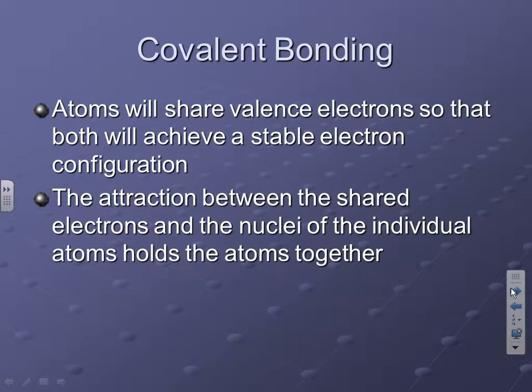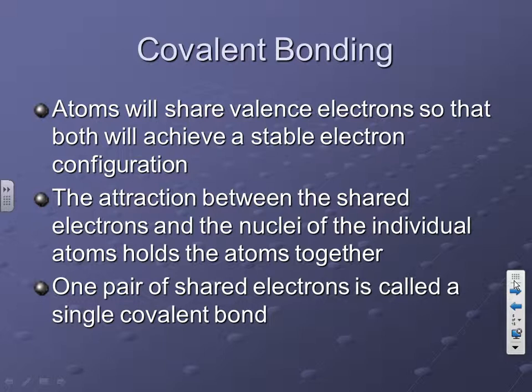When two atoms share a pair of electrons, we call that a single covalent bond. Electrons are always shared in pairs. There is no such thing as a single electron being shared. Atoms will share pairs of electrons. Not one, but groups of 2. Good there?